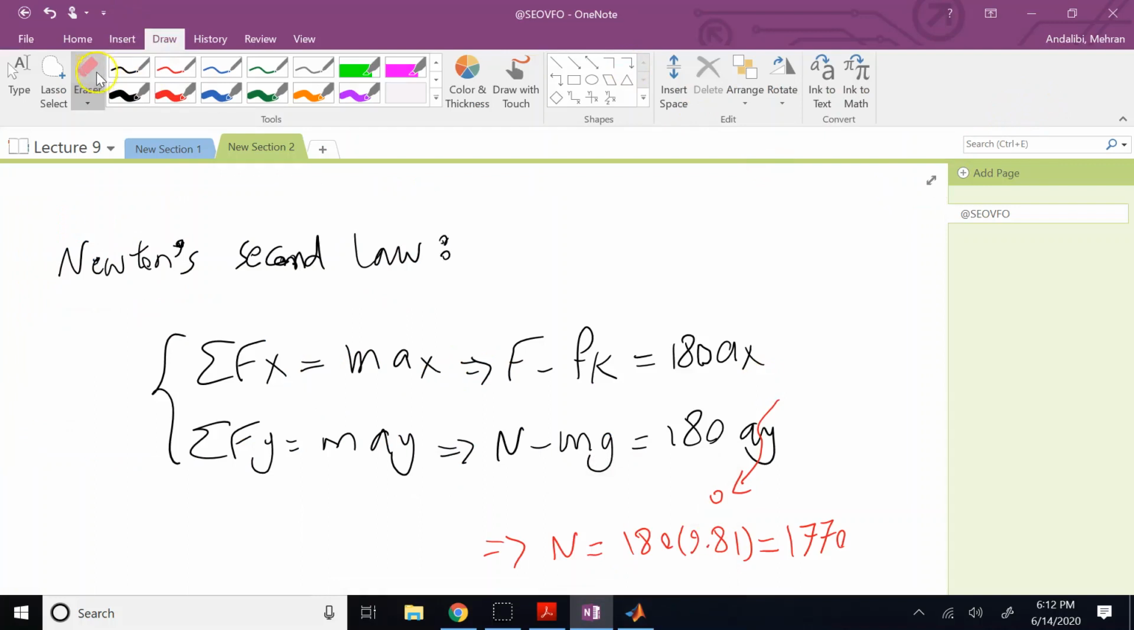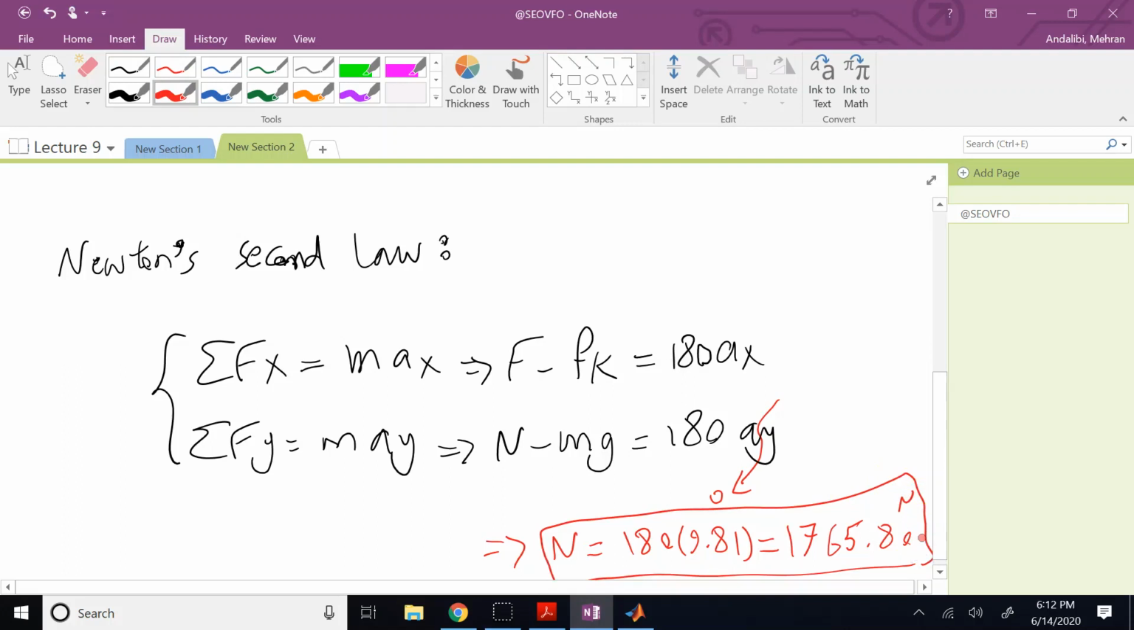Your textbook rounded it, somehow made it 1770. Not even 66. I don't know how it is calculated. But this is the normal force that we have. And then clearly friction is mu k times N, and mu k was 0.26, so I know that number exactly.